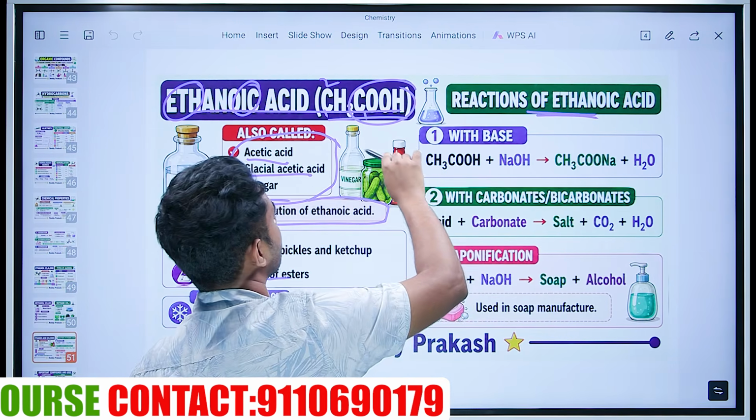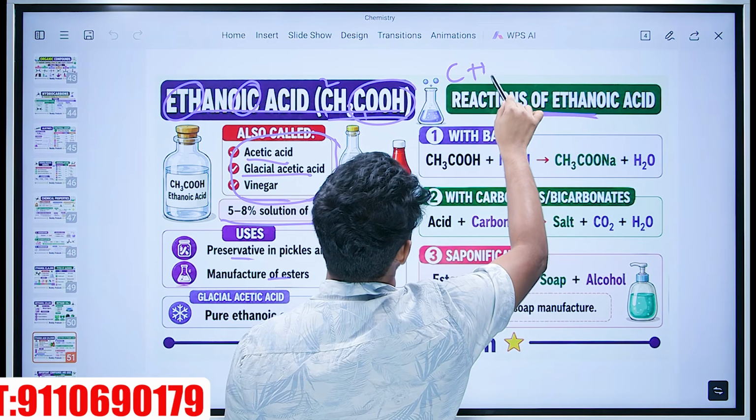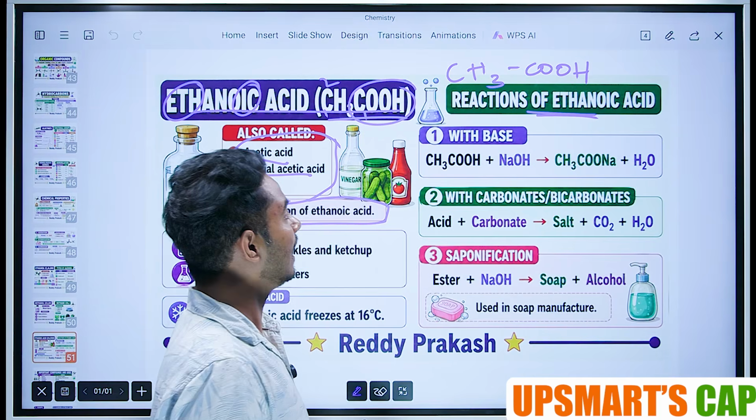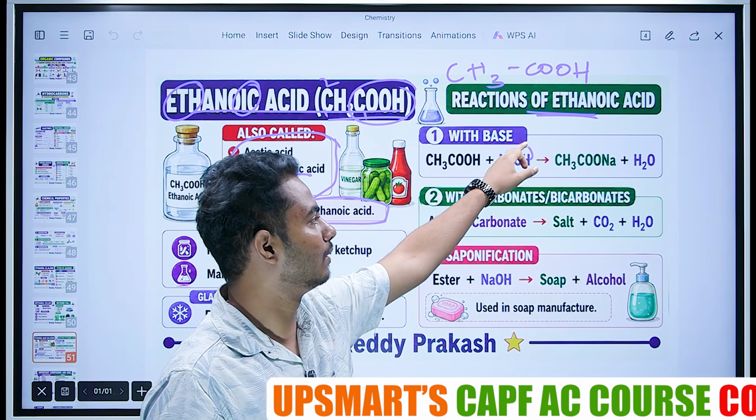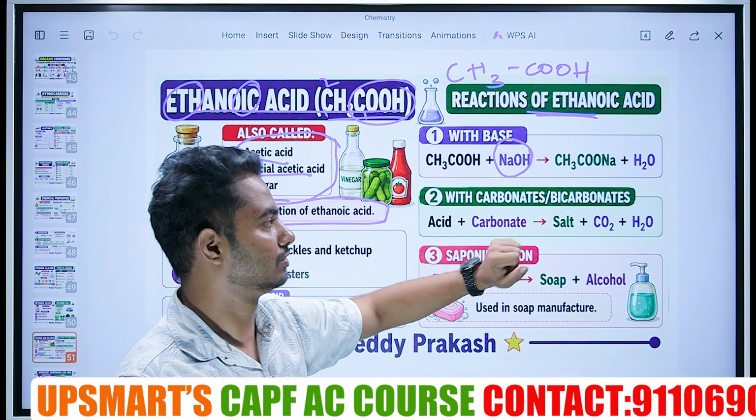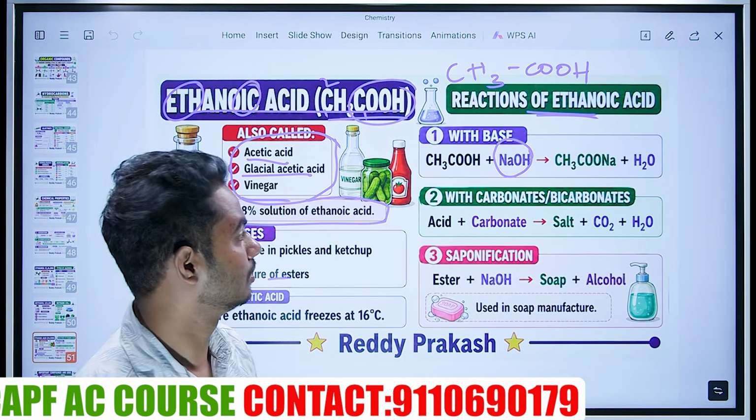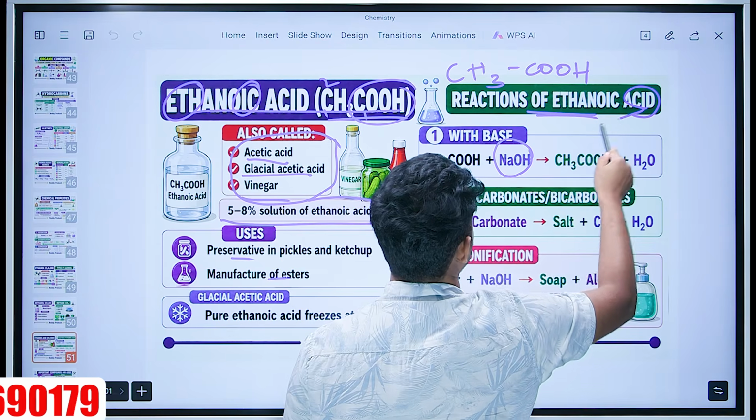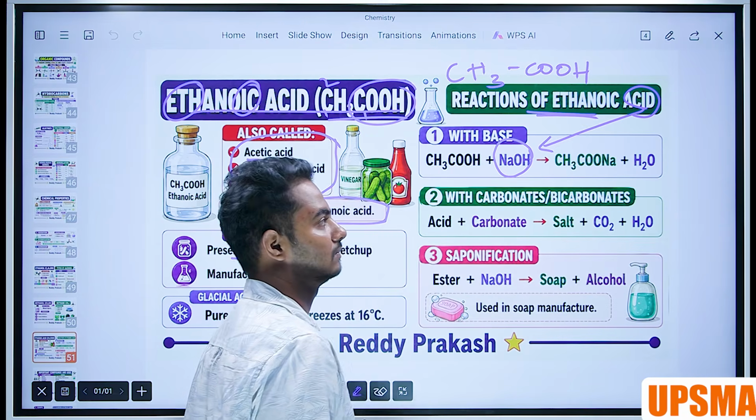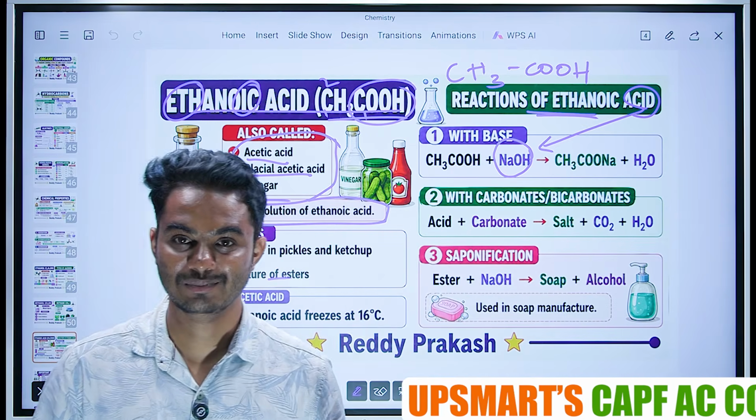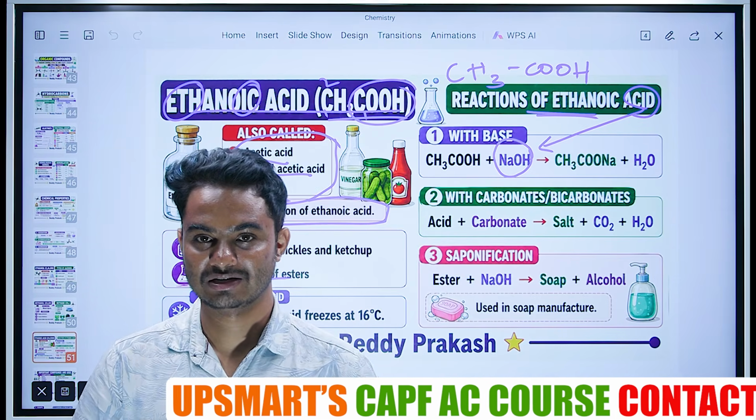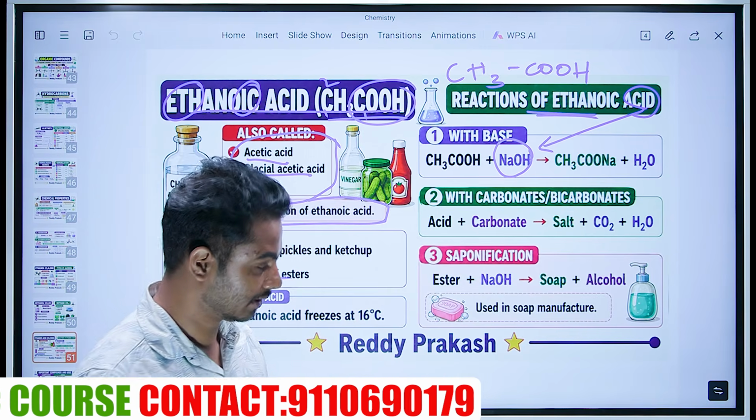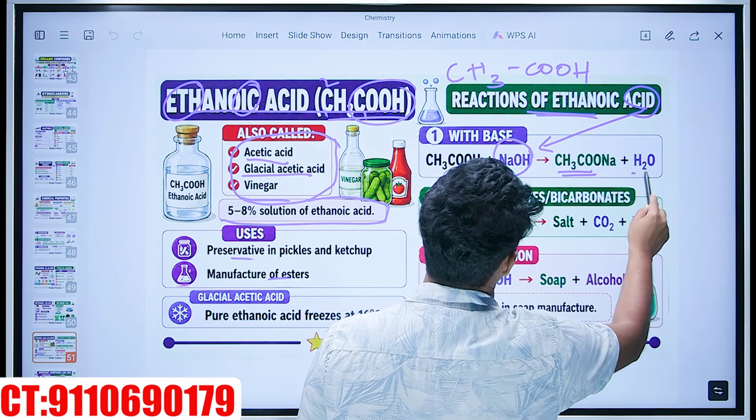If you react this ethanoic acid, CH3COOH, with a base, base means NaOH, what will it become? This is an acid and this is a base. I told you, acid and base mixing is a process called neutralization. When you neutralize acid and base, what will you get? You will get a salt and water. This is a salt, this is water.